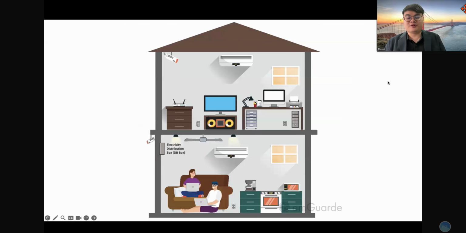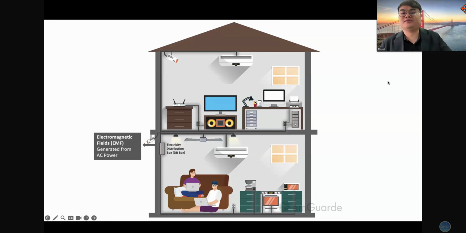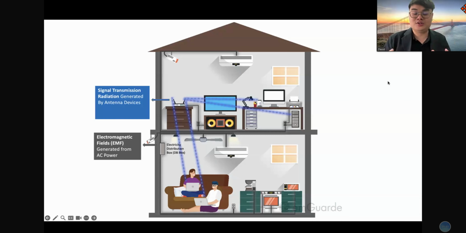Now, to put you in a clearer perspective, I've designed a very simple house. Okay, this is a very simple house. And with animation, you've got to understand how emGuarde actually works. So when you turn on your power supply, let's say you're using electricity in the house, it is going to generate the first energy in the house, which is the electromagnetic field energy coming from the electric field and the magnetic field. Okay, now when you turn on telecommunication devices like a router, it is going to generate the second energy in the house, which is the signal transmission radiation energy.